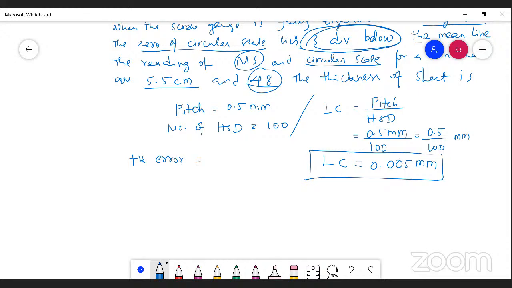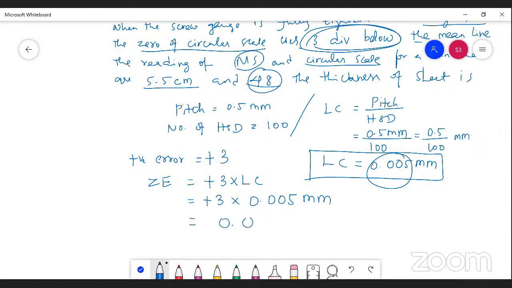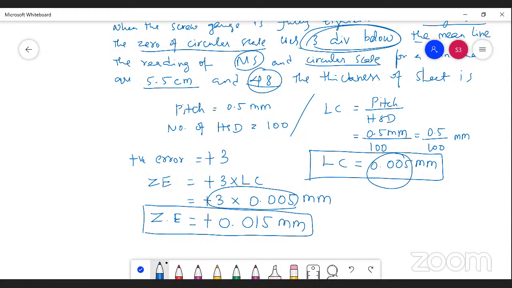Positive error, so the number of divisions is plus 3. What is the zero error? Zero error is positive, so plus 3 into least count. Plus 3 into 0.005 millimeter, which is equal to 0.015 millimeter. This is the positive zero error. But the correction is negative. Zero correction is equal to minus 0.015 millimeter.